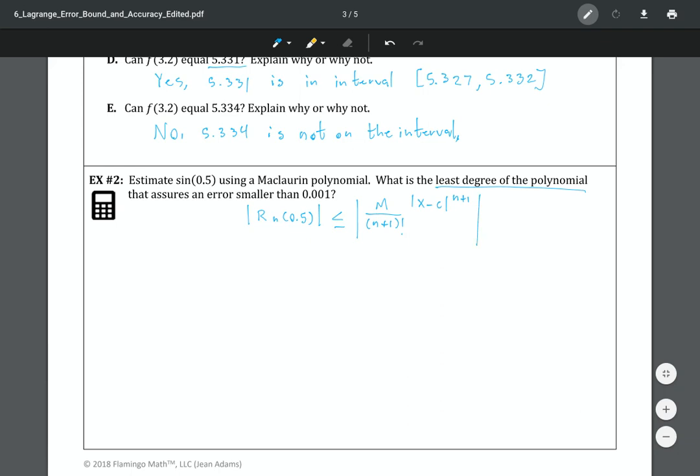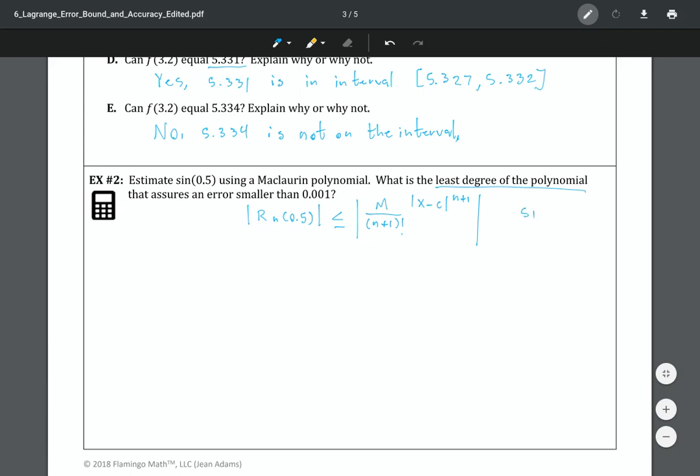Where m is basically the maximum the sine function can be. Okay, so we'll talk about that, how to find that. Now, let's see, do we have enough information? Well, we don't know n. N is what we're looking for, really. Okay, but before we go too far, we can find something, right?